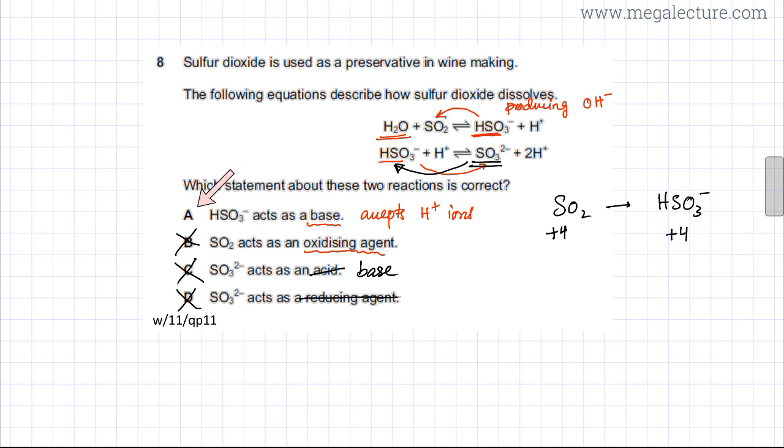So you're only left with option A, which was partially correct, that HSO3 minus acts as a base. Now in the first reaction, it is acting as a base. So option A is the only option left, and that's your correct option.